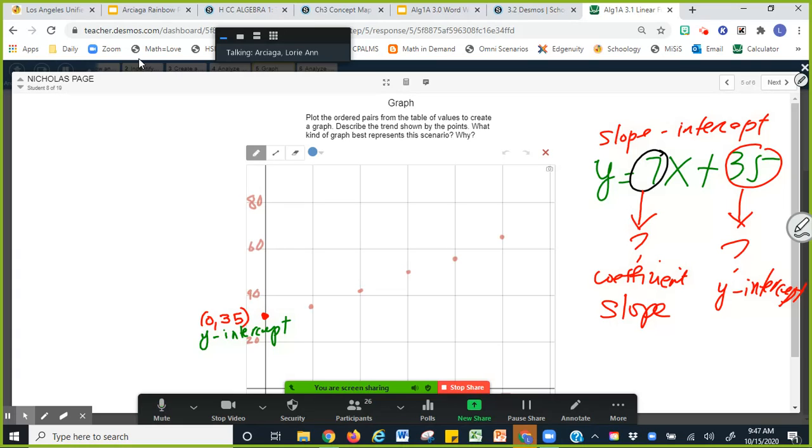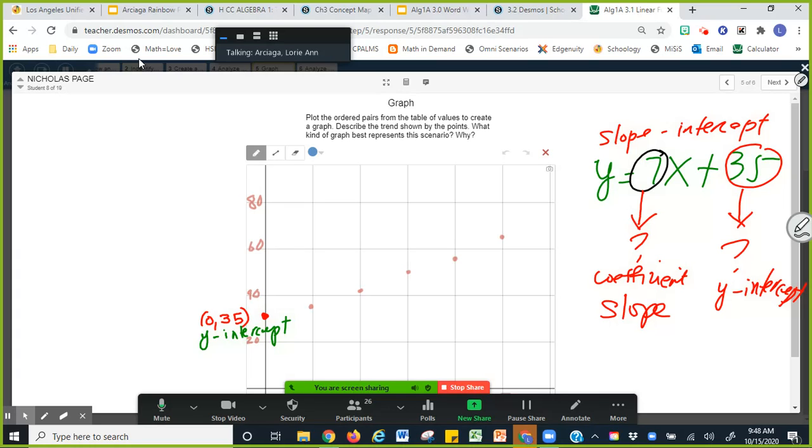Now, the vertical and horizontal change, which is 7, or the slope. You saw that on the table: the y column increases by 7. You also saw that on the graph. The ratio of vertical to horizontal change is 7 over 1. So what is that 7 in the context of the story? What does it represent?